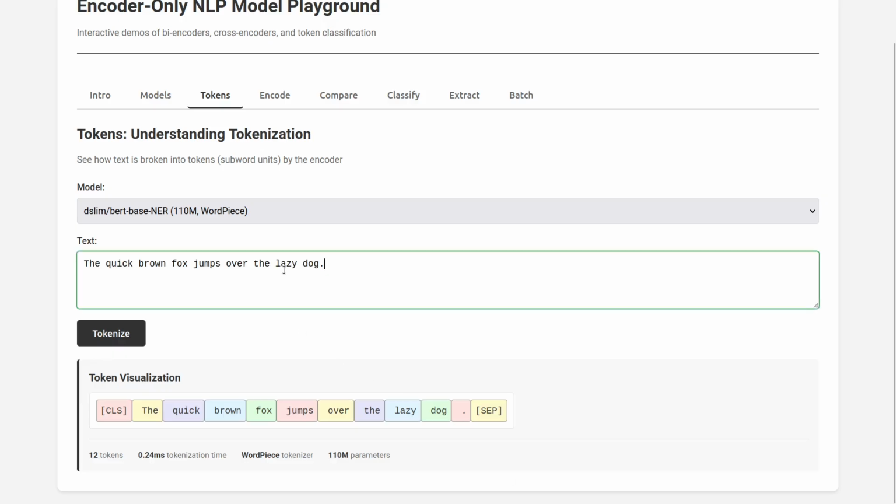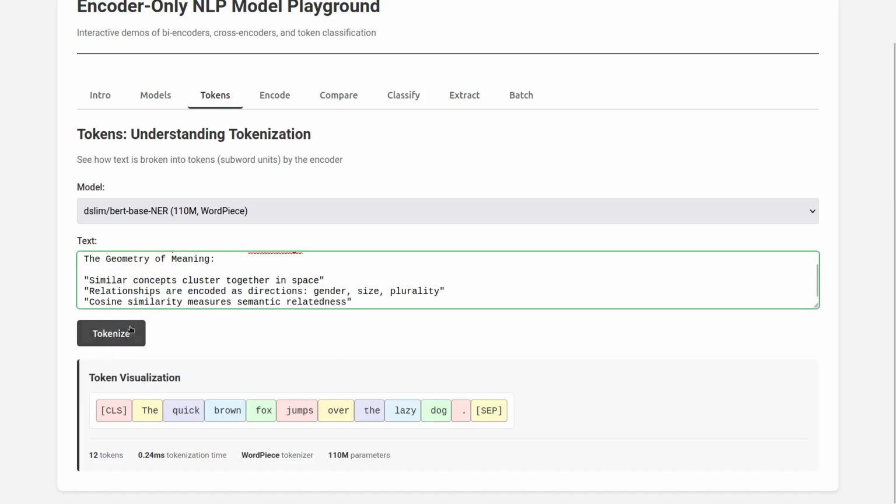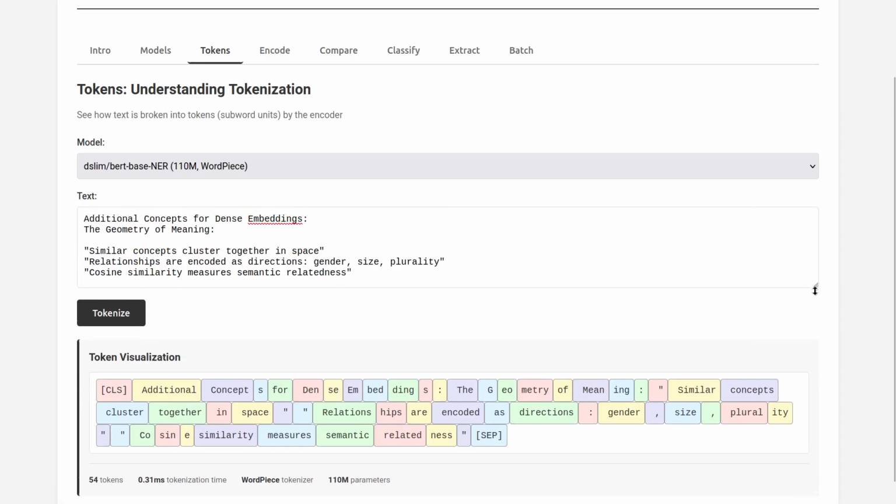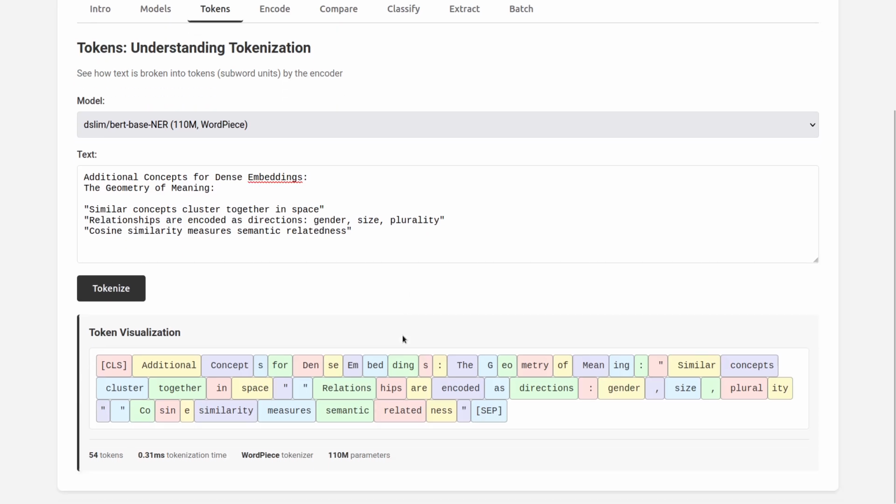Let's just put in some draft text from the slides. I put a couple of bullet points, and when we tokenize this, we can start to see that some uncommon words, especially words that are capitalized, are split apart. So there's no guarantee that a word is going to be a single token. In fact, I think you should mostly expect that an individual word is going to be multiple tokens.